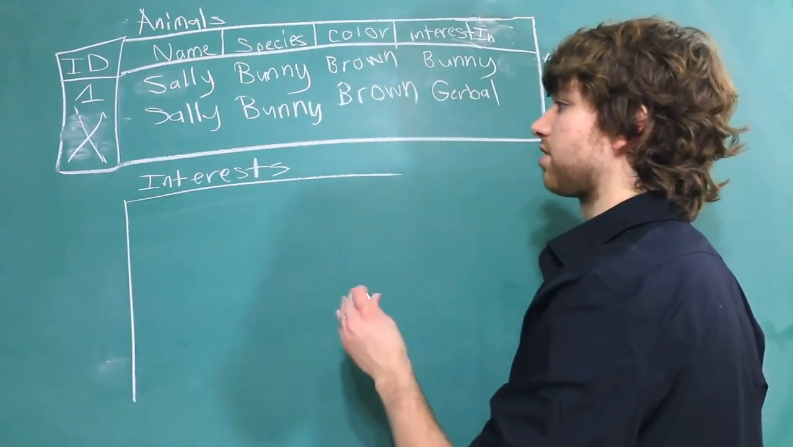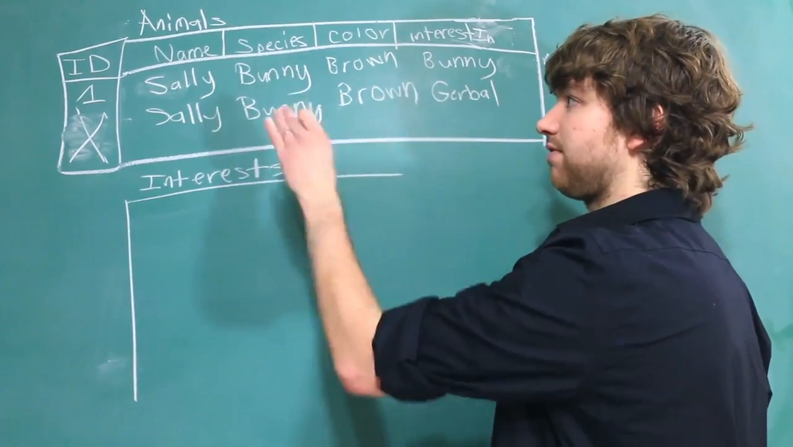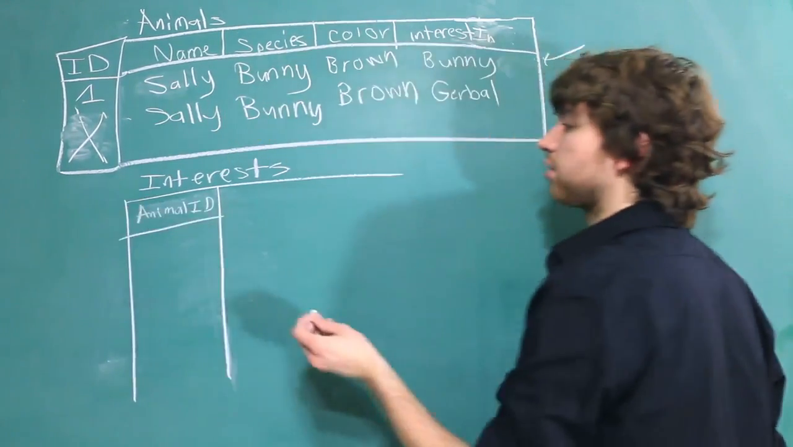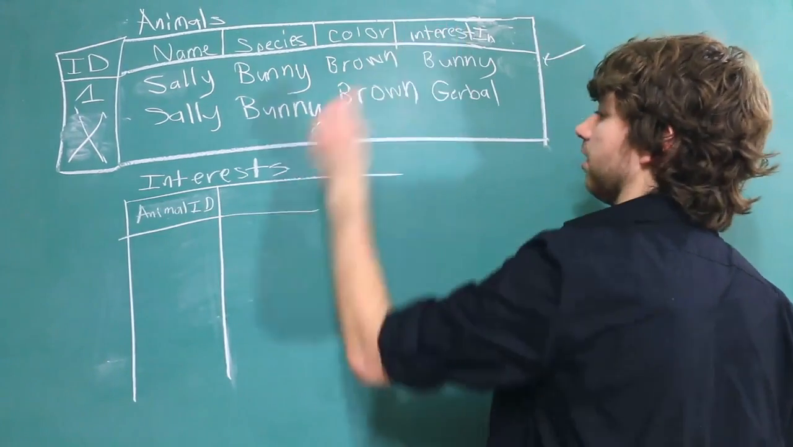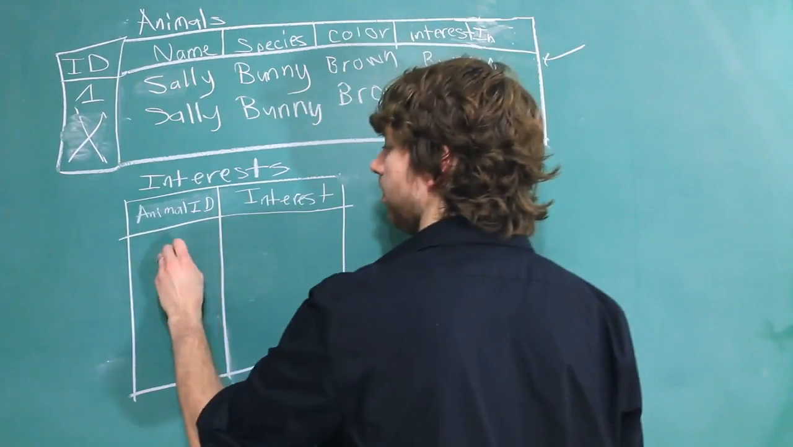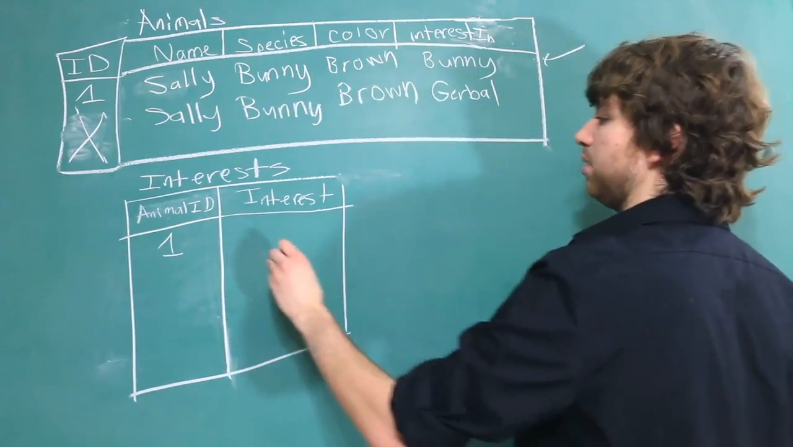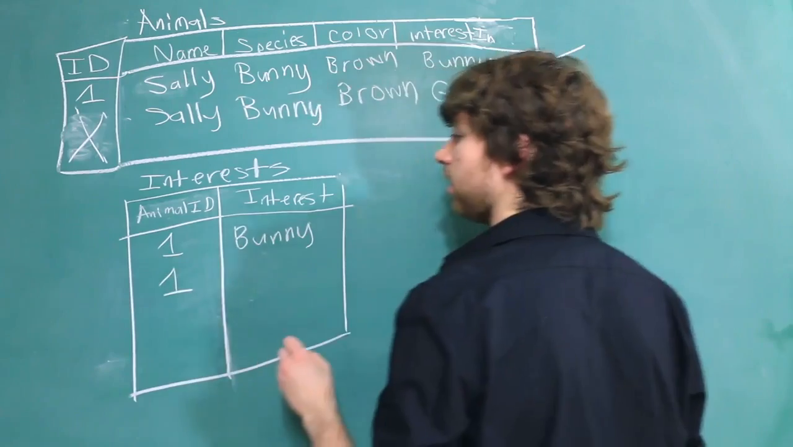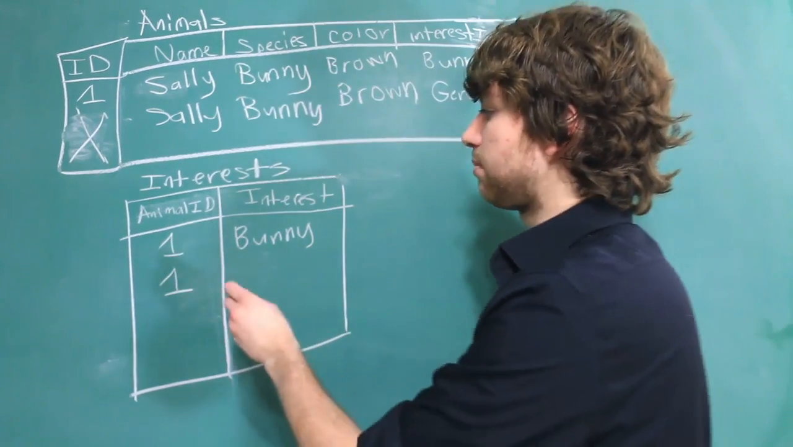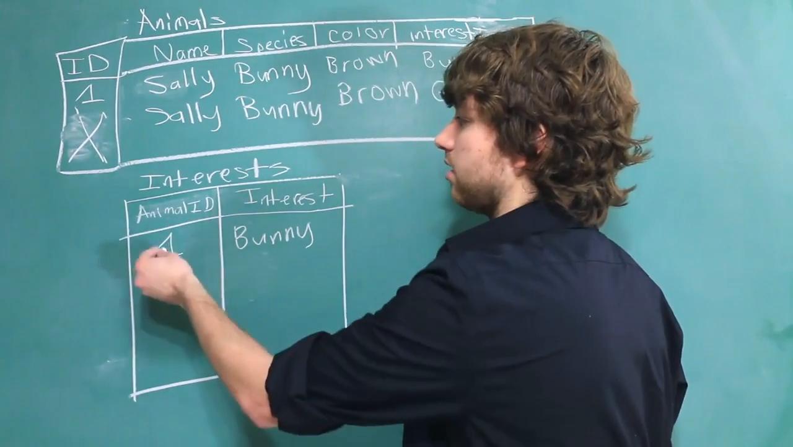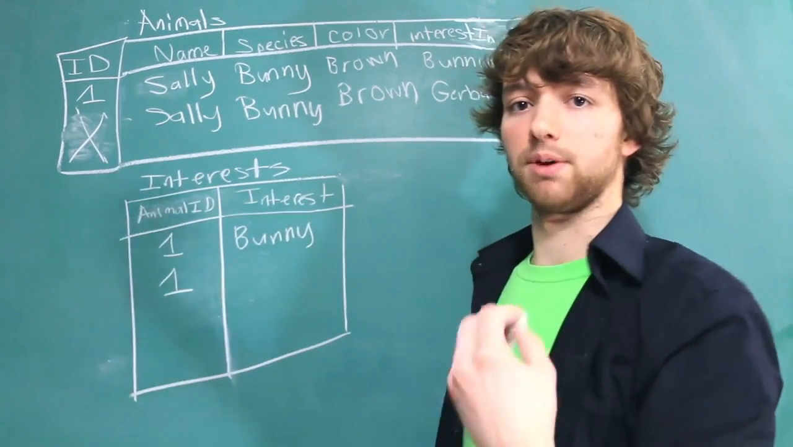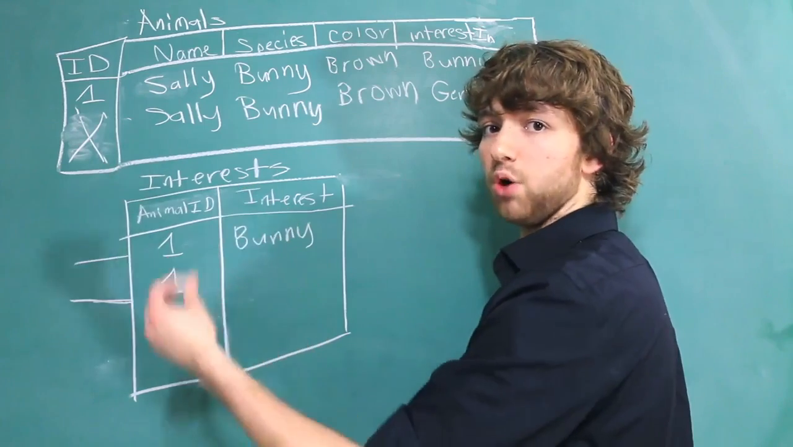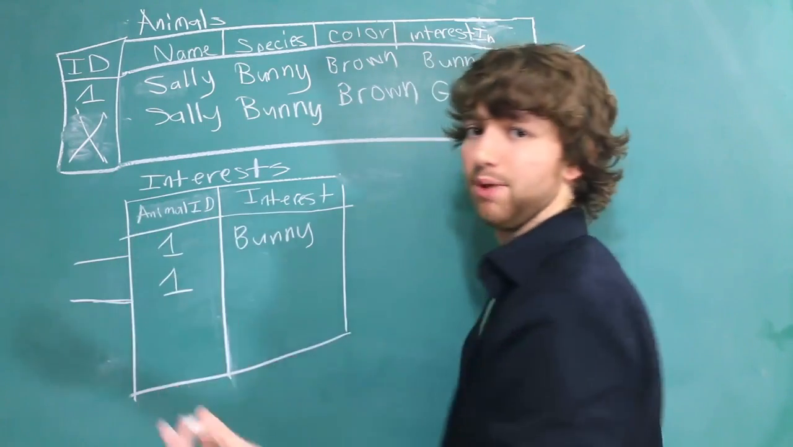Now, inside of this interest table, we can reference that specific animal. So first we could say the animal ID. Then the other column could be this one here. Now the animal ID would be 1. The interest would be bunny. Then we could repeat that animal ID, 1. And it's okay to repeat it here. That's because this animal ID is not talking about the interest, it's talking about the animal. These here are two separate interests. They just both happen to be from the same animal.